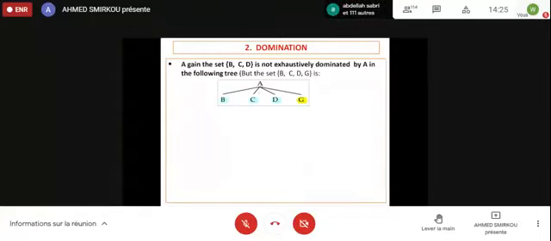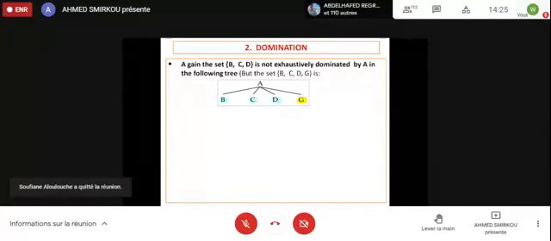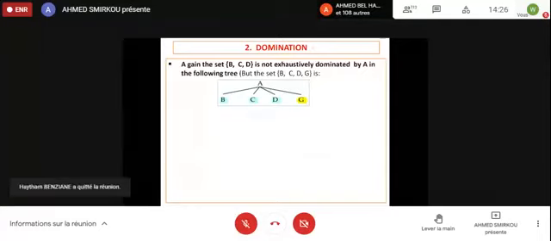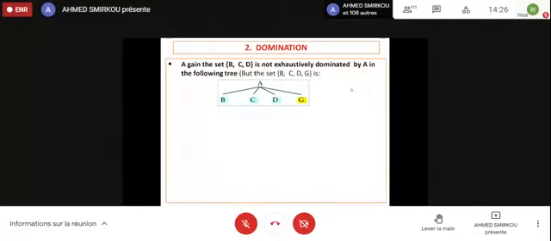So pay attention. If we are talking about the set B, C, D, G, of course it is exhaustively dominated by A, because the whole set is dominated by the same mother, by the same node. They all have the same mother, and there is no other node that is not dominated by A, and there is no other node dominated by A that is not part of the set.